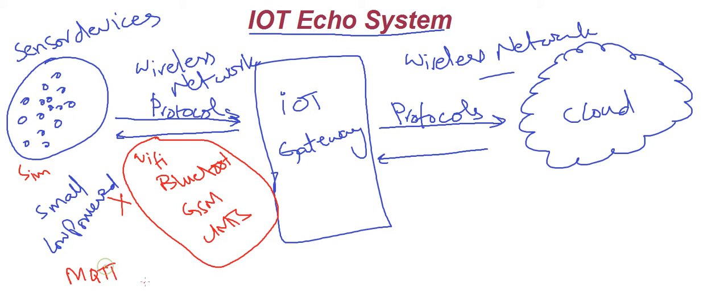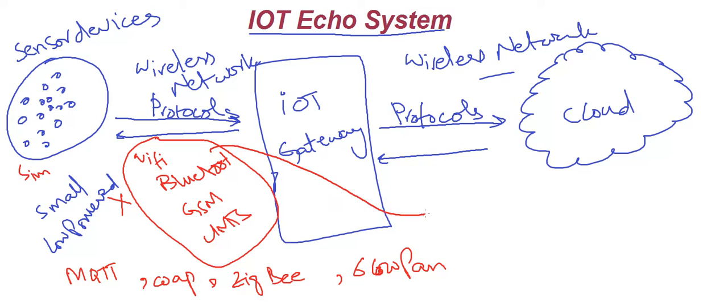They are, for example, MQTT, CoAP, Zigbee, 6LoWPAN, etc. And these protocols are actually used between these two, because our gateway is bigger, and then our cloud also, and power is not a problem. Battery is not a problem. That's why we use these kind of network protocols here. So that's a bit of description about IoT.